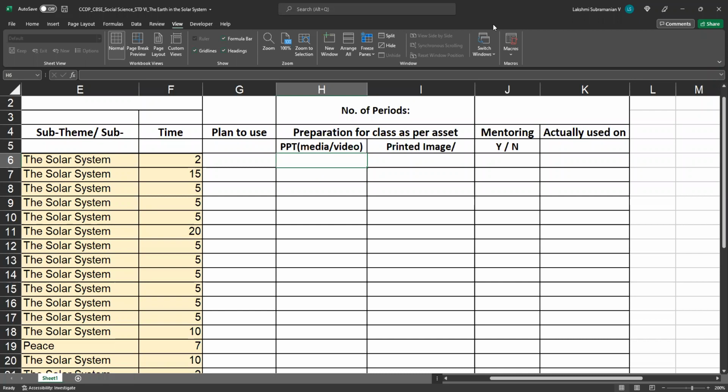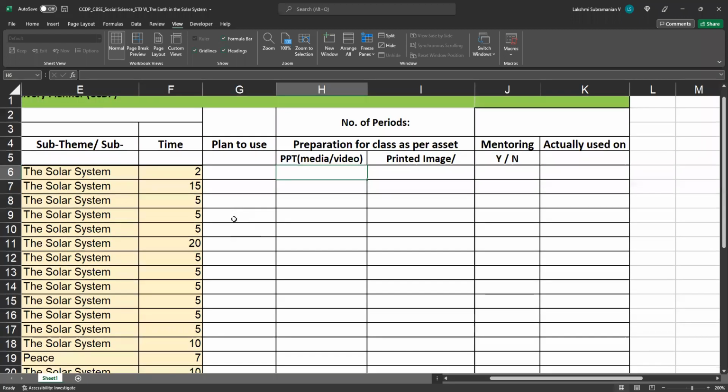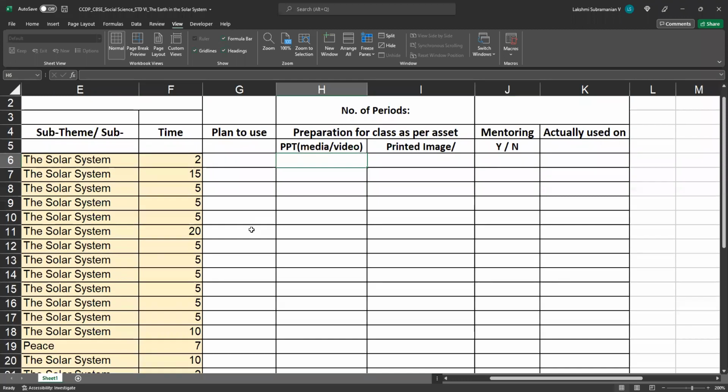Are there any other questions? So then what is it actually used in the last column? Number 8. Okay. Column 8. Column K is when did you actually use it? You plan to use it on one date, that is G, right? You actually used it on either the same day or something happened and you had to use it on another day, right? See, why you have that column is that next time when you plan, it helps you, right?